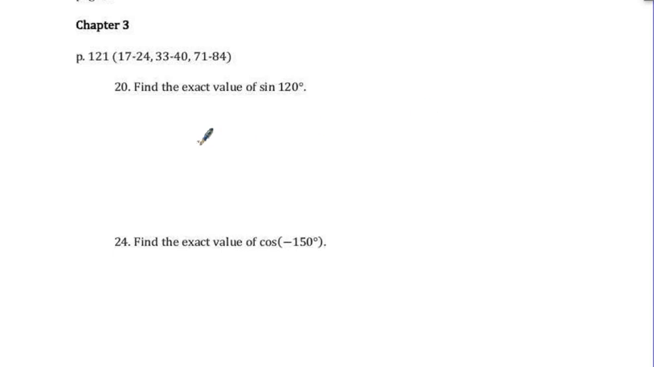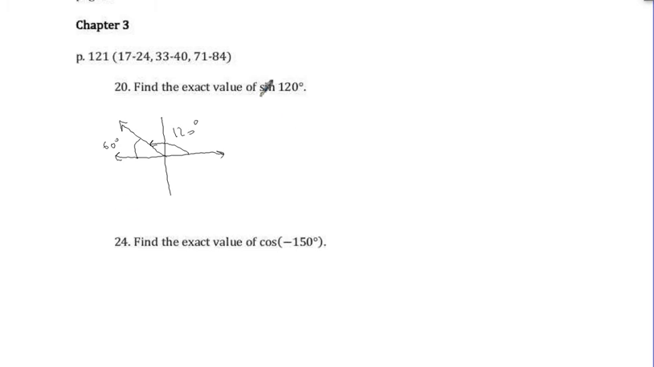Number 20. Find the exact value of the sine of 120 degrees. Well, in the beginning of Chapter 3, we were looking at reference angles, so let's draw the 120 degree angle in standard position. And when we're looking for a reference angle, it's the angle formed by the terminal side and the x-axis. So if the x-axis is 180 degrees all the way around, and this given angle is 120, the difference is 60 degrees. So the reference angle here is 60 degrees.